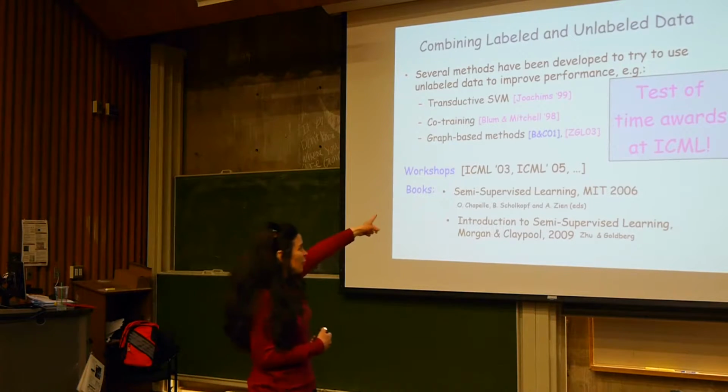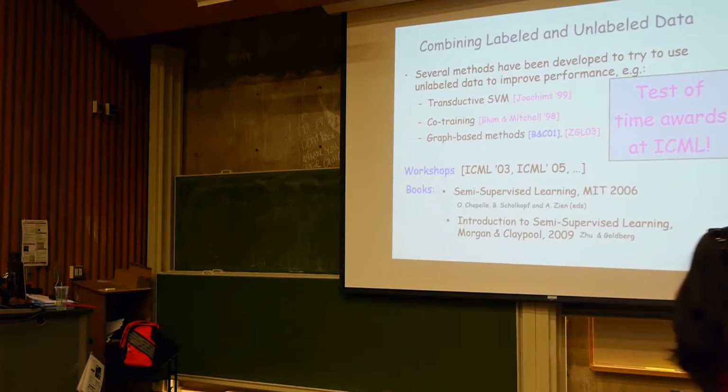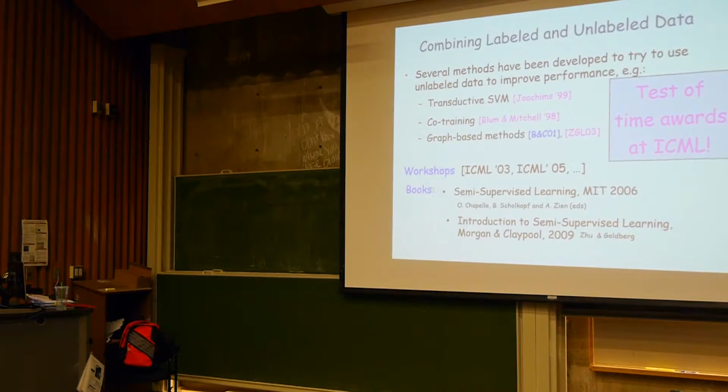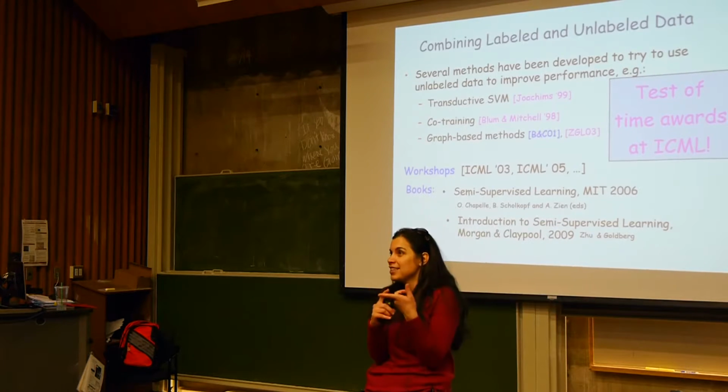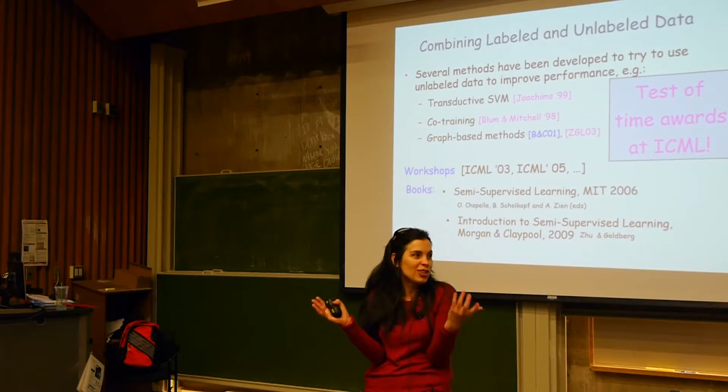In fact, I need to point this out: I mentioned there are three big families of algorithms, and each of these papers got a test of time award at ICML. I find this really cool. It shows how important the topic was. Do you know what ICML is? It's the main conference in machine learning.